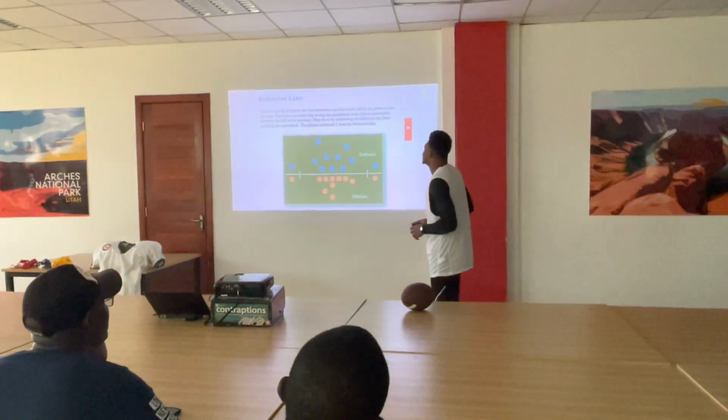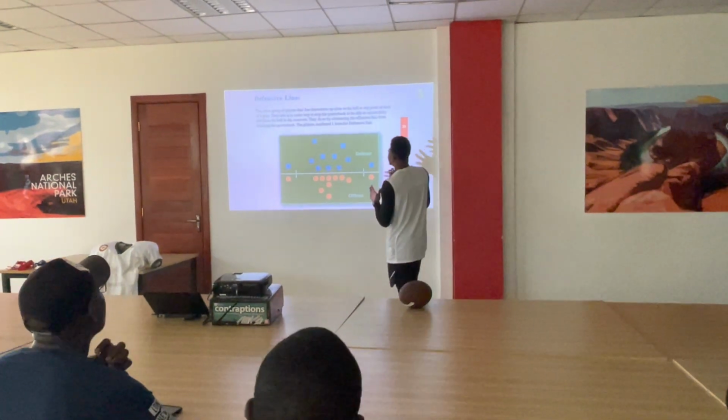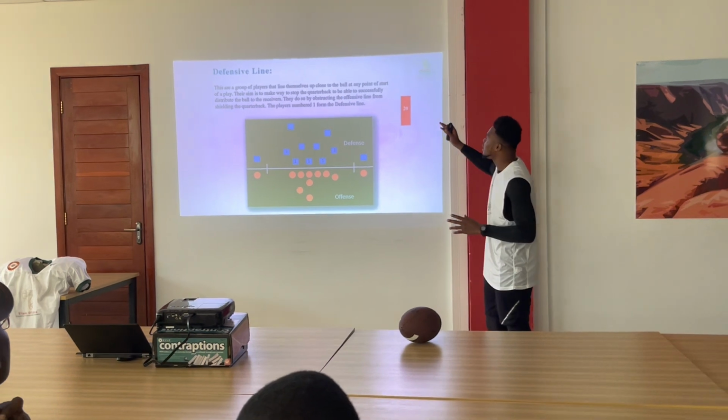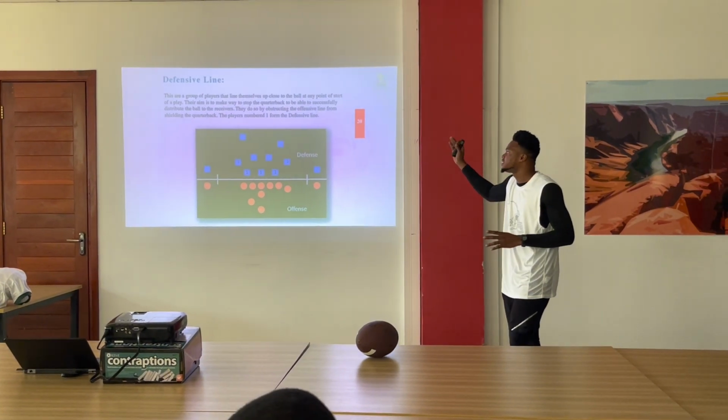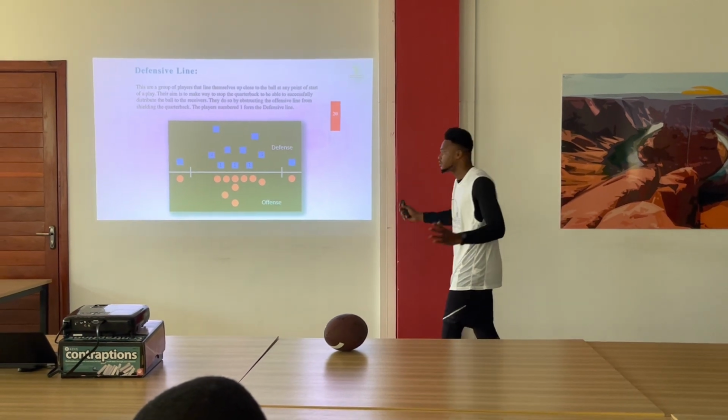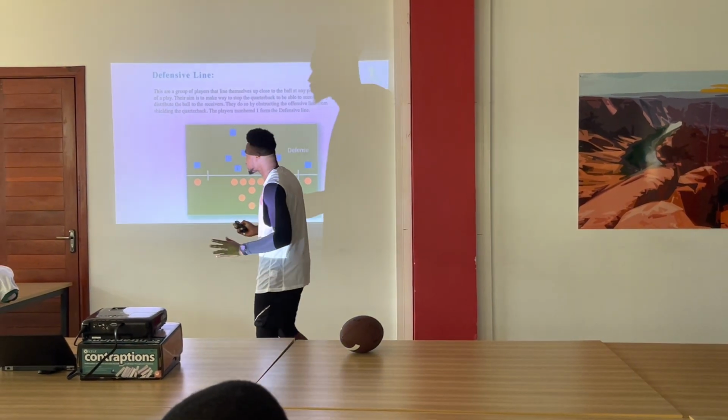We'll get to that. So their aim is to make way to stop the quarterback from successfully distributing the ball to the receiver. They do so by obstructing the offensive line from shielding the quarterback. The players numbered 1 form the defensive line. Can we move on? All right.